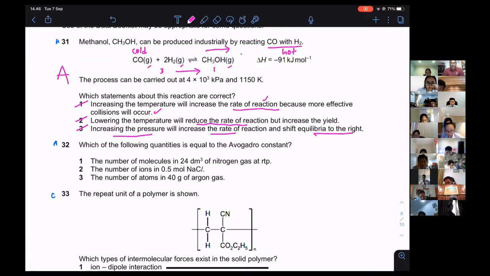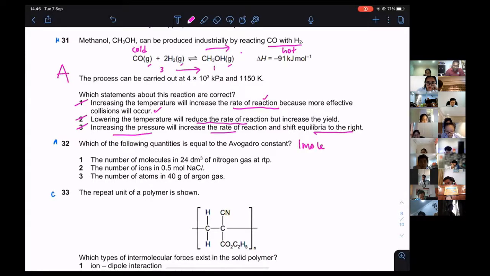32. Which of the following quantities is equal to the Avogadro constant? Avogadro constant is for 1 mole. So the number of molecules, do remember nitrogen gas, if they say molecule, 24 dm cube at room temperature and pressure, that is 1 mole. Molecules, so this is going to be 1 mole. So automatically it will represent the Avogadro constant.